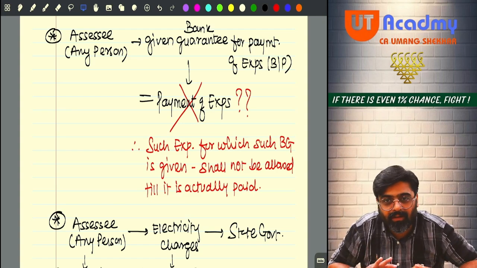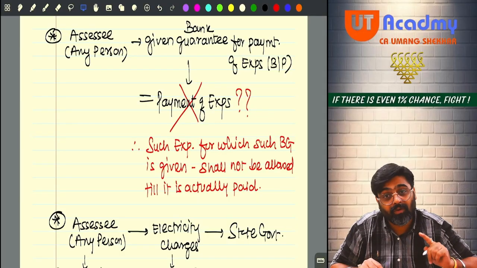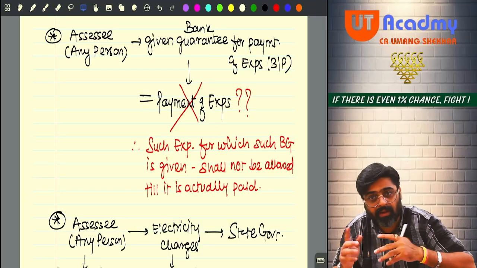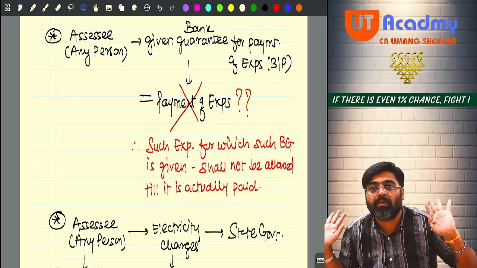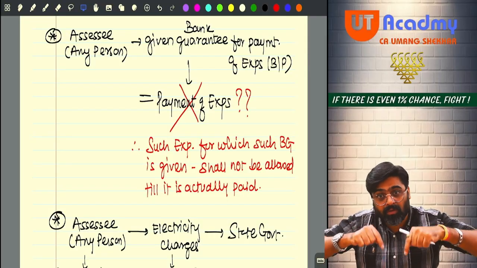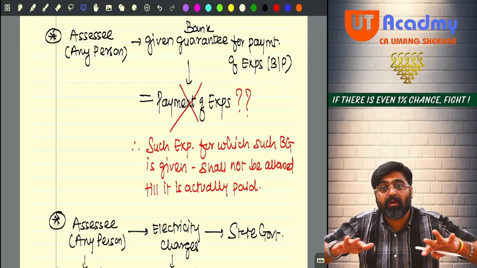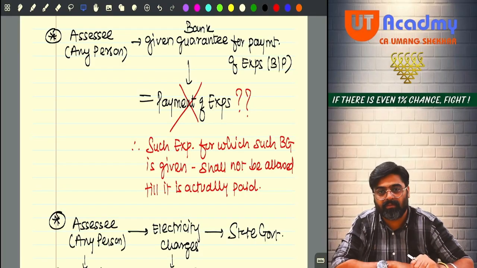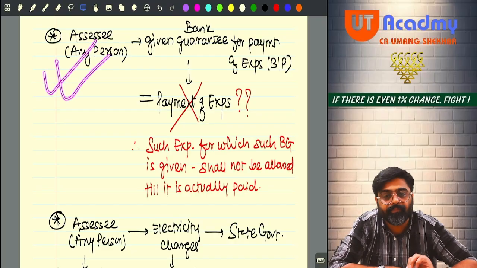Bank guarantee is not a payment. When you actually pay, that time you claim. Right now, on or before the due date, have you paid? No. Right now, disallowed. Even if you have given the bank guarantee on or before the due date, still it will not be allowed. Why? Because giving the bank guarantee is not the payment of expense. Getting my point? This point.